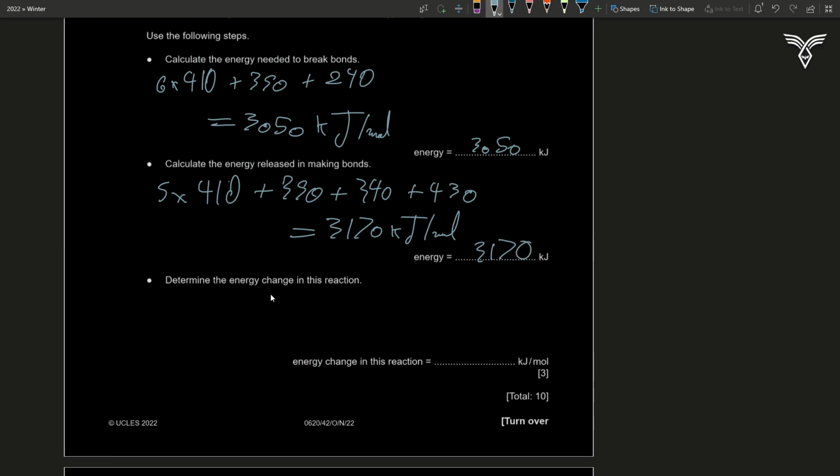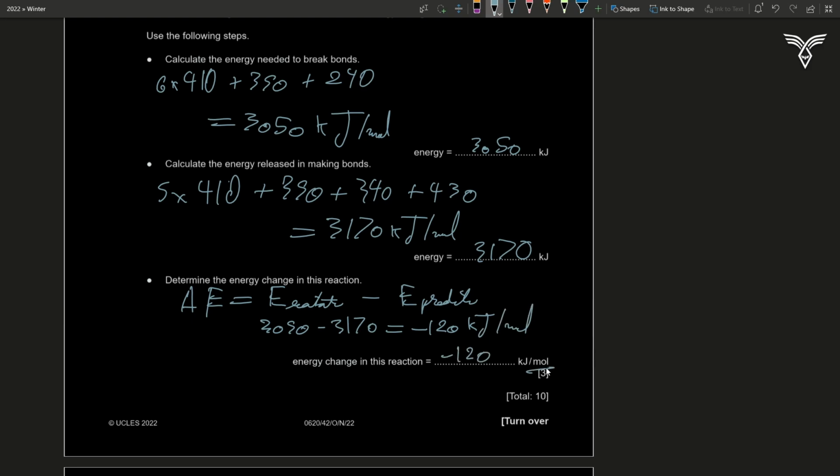حلو. determine the energy change in this reaction. ال energy change ايه الايكويشن بتاعتها عندي؟ يلا delta energy الايكويشن بتاعتها ايه؟ energy of reactants minus energy of products. فانا كده ايه الانرجي تشينج عندي هيكون الرياكتنس اللي هم 30 50 minus 3170. so my answer is going to be negative 120 kilojoules per mole. so negative 120 و unit هو كاتبها لك. جميل.